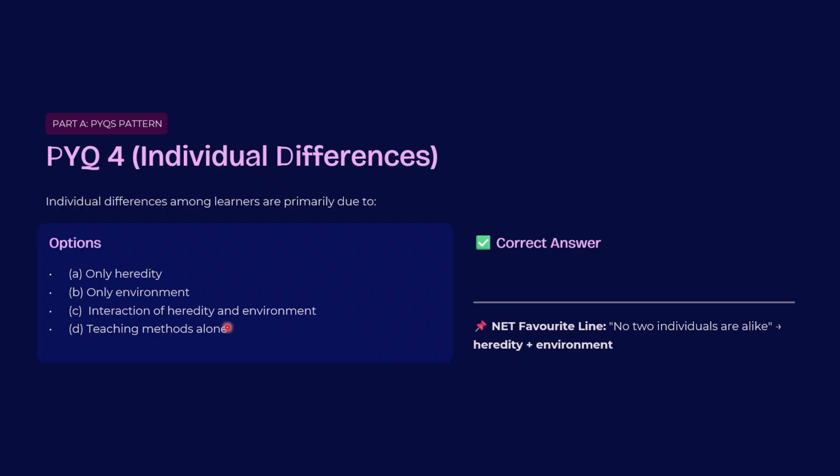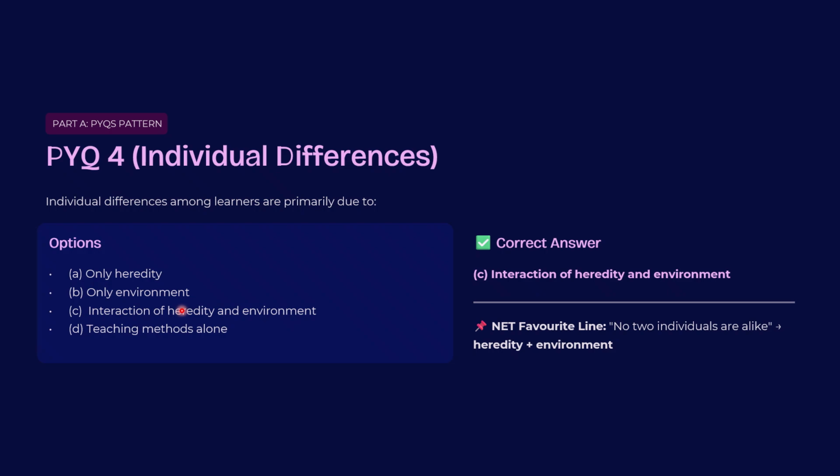Only hereditary. This option is incorrect because inherent traits alone cannot determine a person's overall development. Even a highly intelligent child needs a supportive environment to develop fully. Next is option B, that is only environment. This option is also incorrect. A good environment helps learning, but inherent abilities also influence performance. So, environment alone cannot explain individual differences.